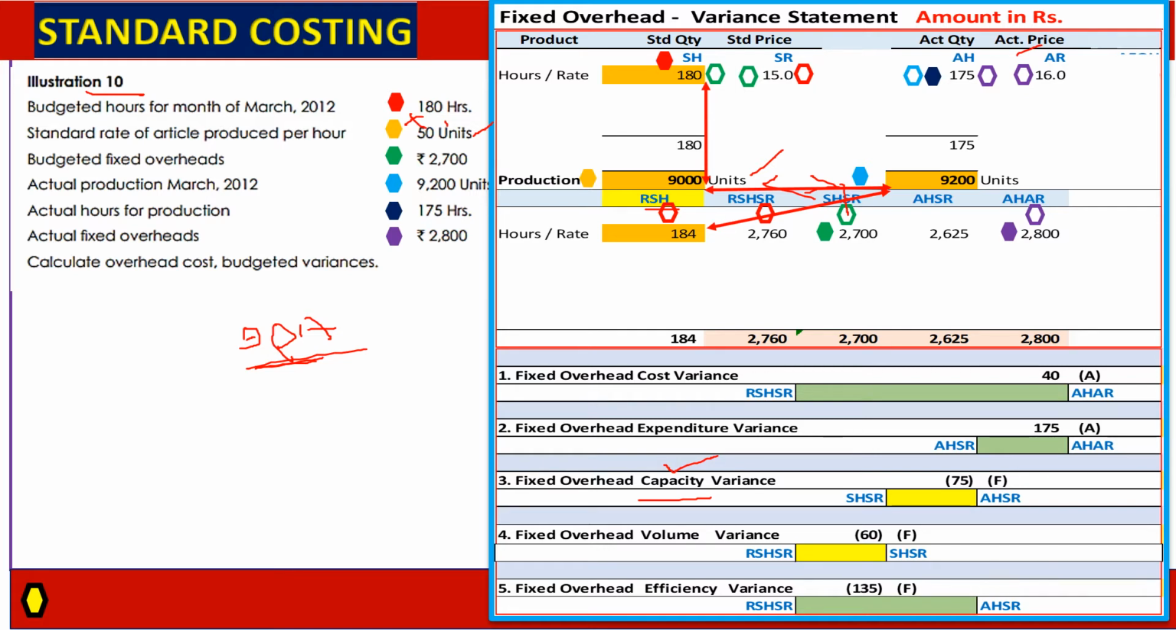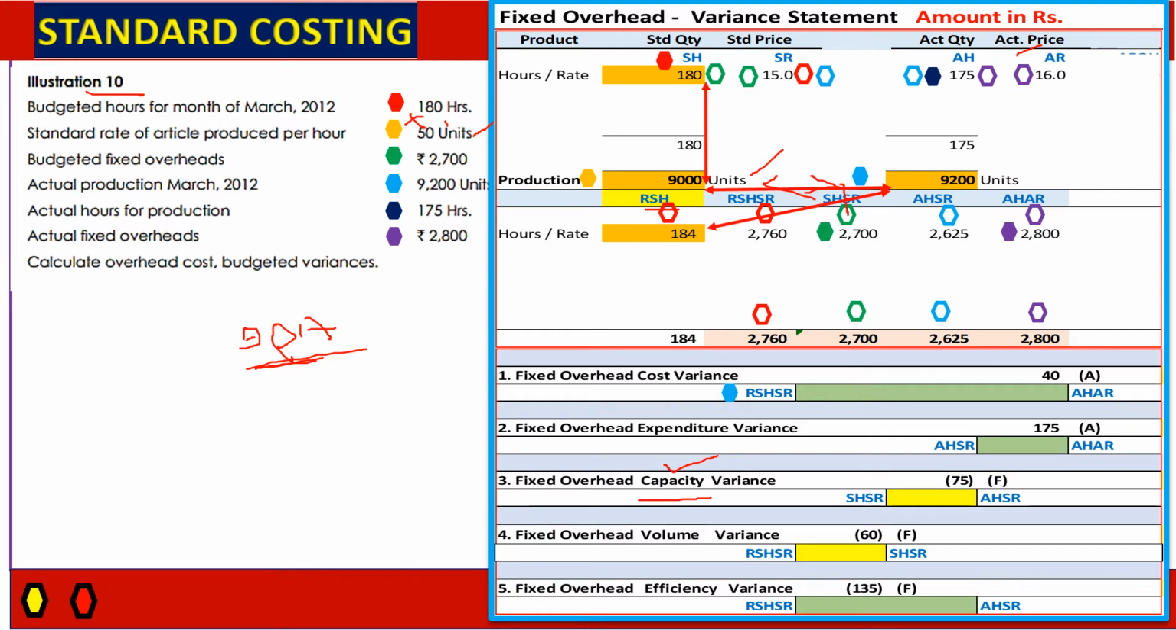Then we have got SHSR as already given. AHSR: AH is 175, SR is 15. 15 into 175 is 2,625. Then we are already given 2,800. We carry forward the totals. Total is the same amount. Once this is done, it is application of the formula. How do we apply? Simple.